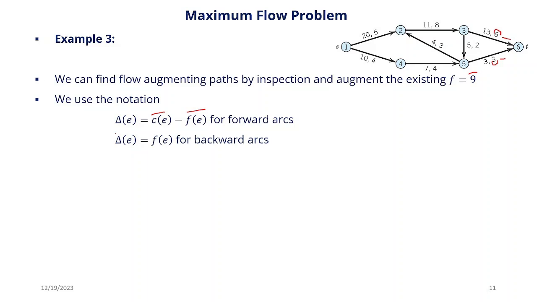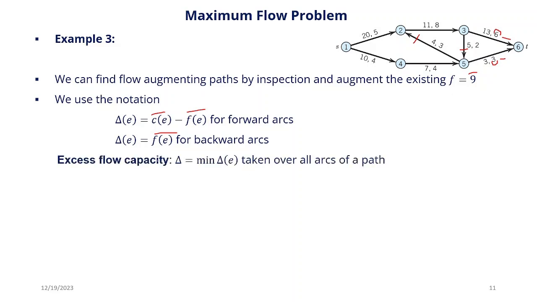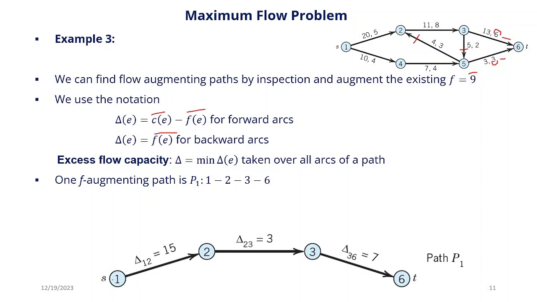Otherwise, we will use the notation delta E is equal to the flow if the arc is going backward. You see, this is an arc that is going backward already, and this may well be an arc that is going backward depending on which flow augmenting path you select. So the excess flow capacity is going to be the minimum taken over all arcs of that particular flow augmenting path I will choose. Now, one flow augmenting path is, we take 1, 2, 3, 6.